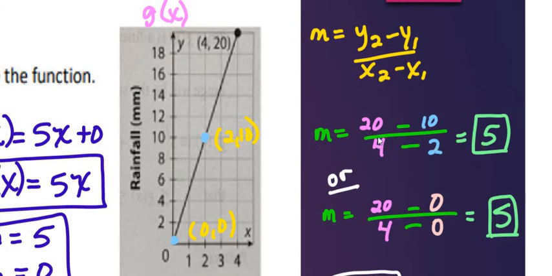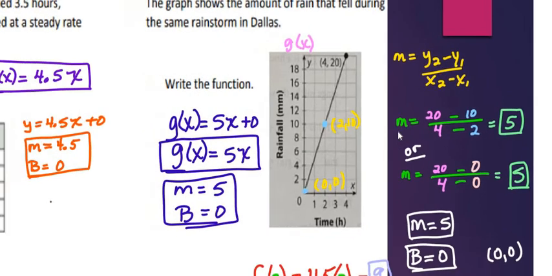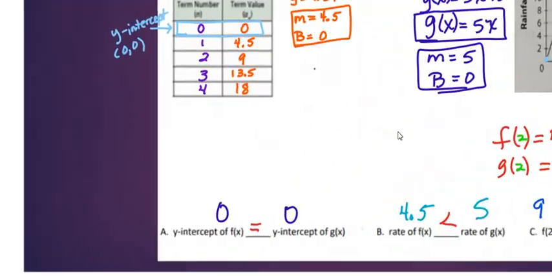So when I put this in the slope formula, you see my slope is 5. Now my y-intercept is at 0, 0. This is where we started from right here. And when I look at this right here, I have g of x equals 5x plus 0. I do not have to write the 0 right here, and I can just write it like this. G of x equals 5x. So your slope is 5, and your b, your y-intercept, is at 0 or 0, 0. That's the y-intercept.